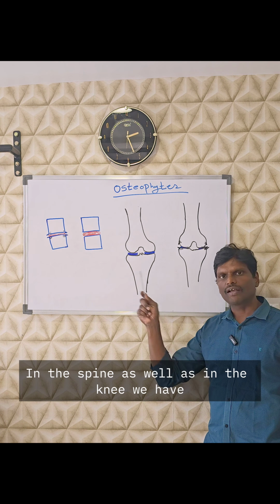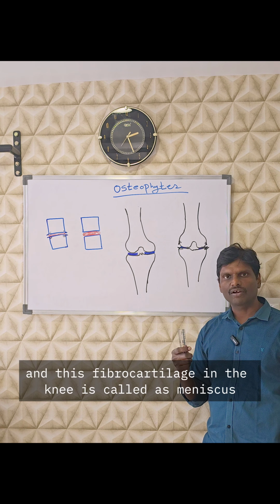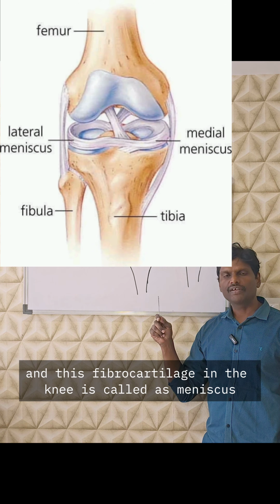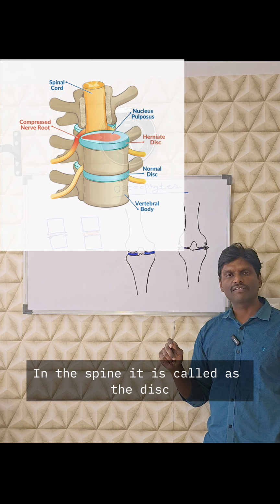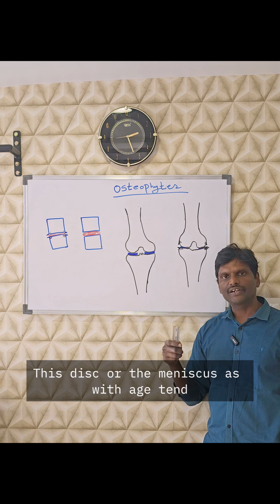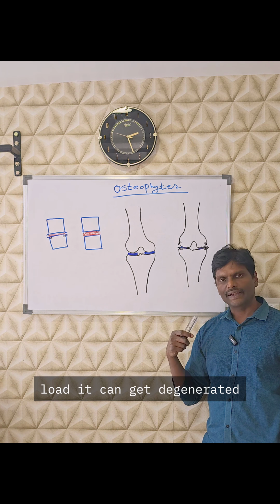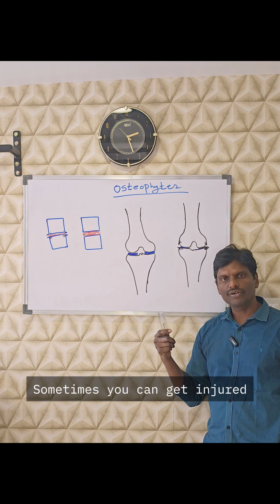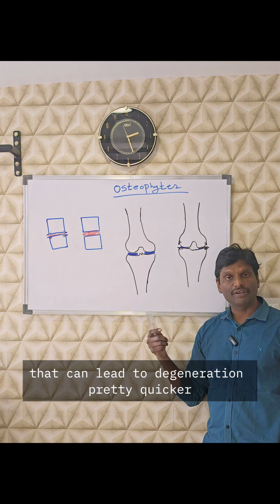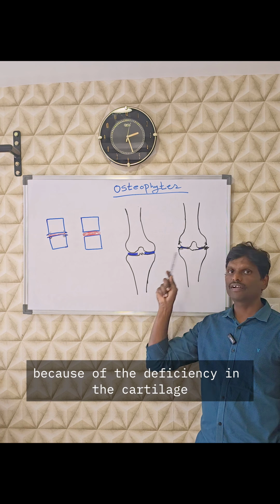In the spine as well as in the knee, we have a cartilage called fibrocartilage, and this fibrocartilage in the knee is called the meniscus. In the spine, it is called the disc. This disc and the meniscus, with age, tend to get degenerated. Sometimes even young people, due to undue load, can get degeneration. Sometimes it can get injured. That can lead to degeneration pretty quickly. So the bones will have to take more load because of the deficiency in the cartilage.